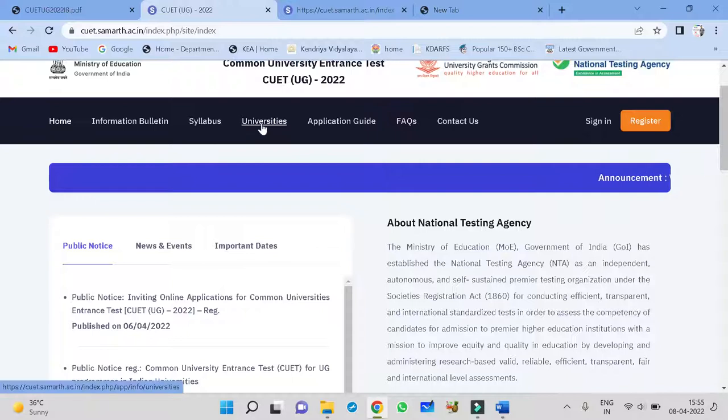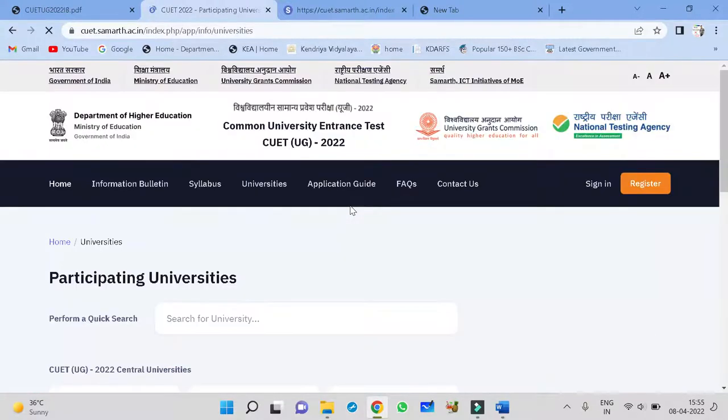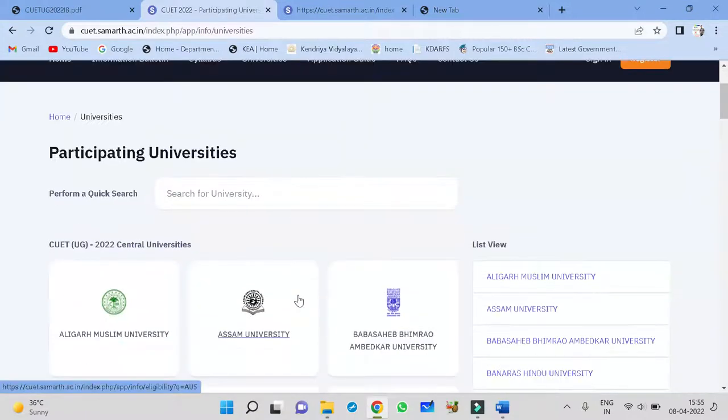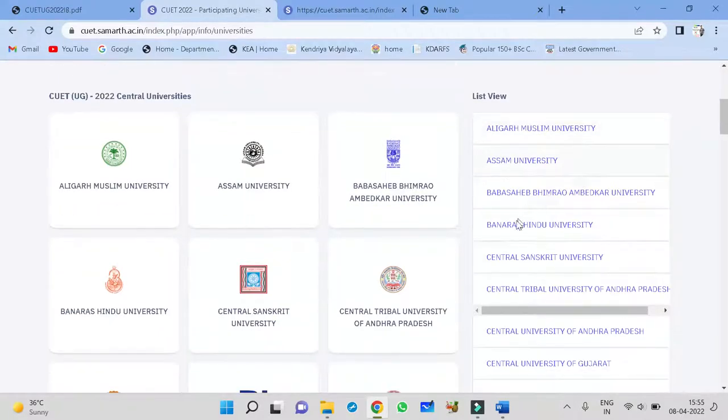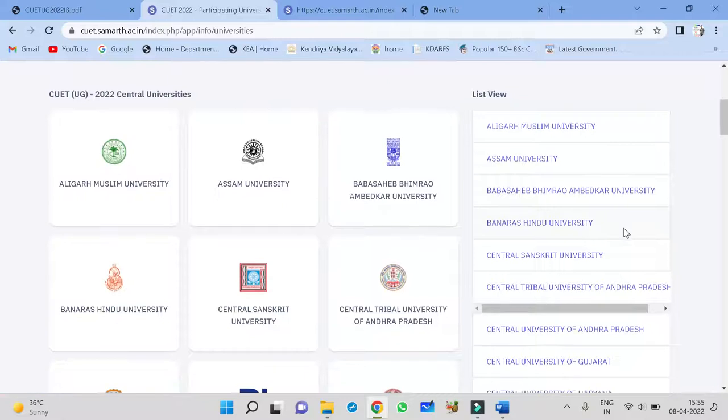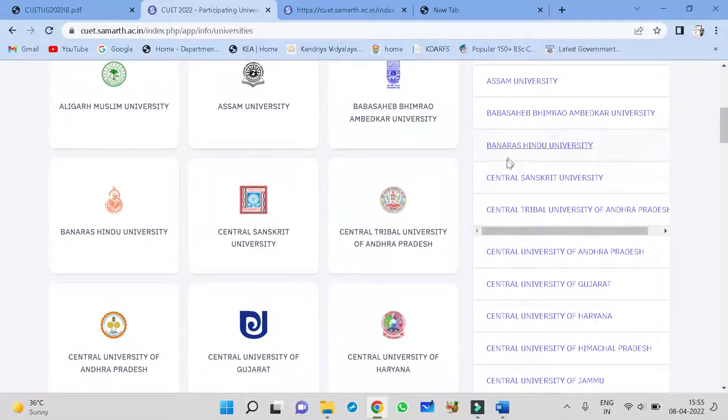Let us see what universities come under this entrance test. After that we can see which are the subjects. These are the list of universities. In list view, you can see Aligarh Muslim University, Assam University, so many. Banaras Hindu University, BHU, is in Uttar Pradesh, right? One of the top universities for chemistry is Banaras Hindu University.